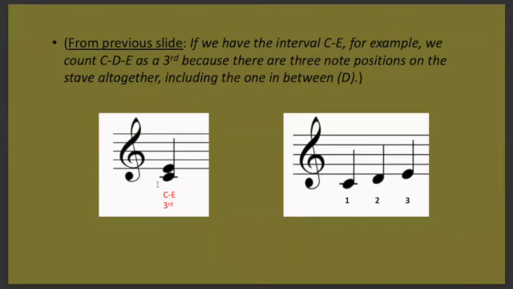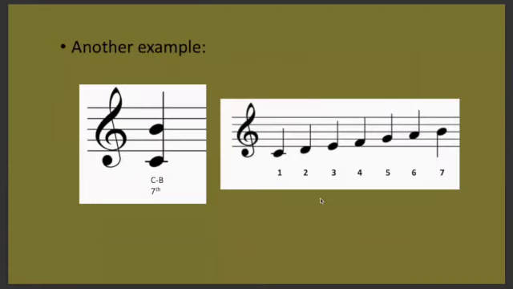So if we have this interval, the interval is C to E, counting from the bottom note. If we look on the right-hand side, I have numbered all the notes of the interval and the one in between, which is D. And that is how we know it is a third. Here is another example. This time we have C to a B, and if we write out all the notes of C and B and all of the notes in between, there are 7 notes in total, so that would be a seventh.